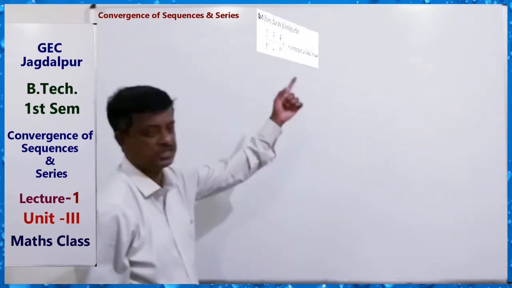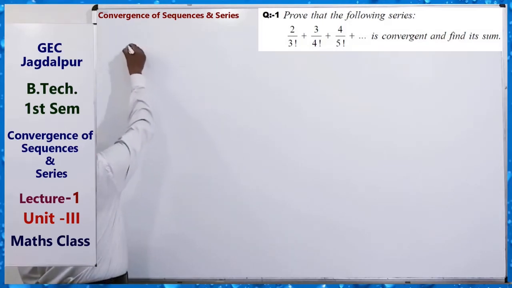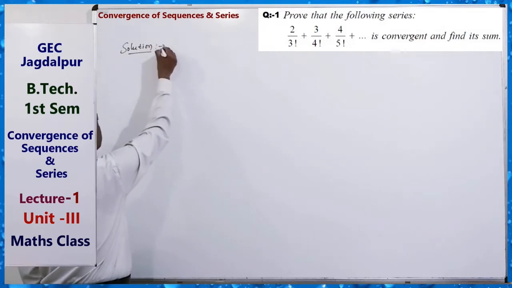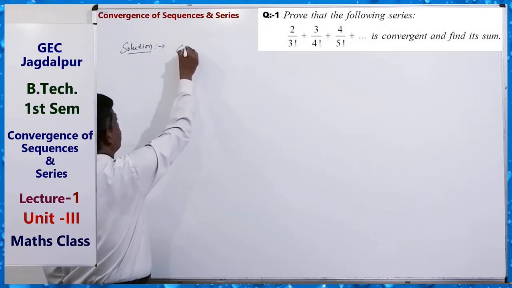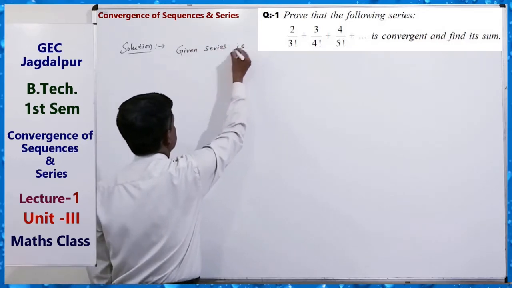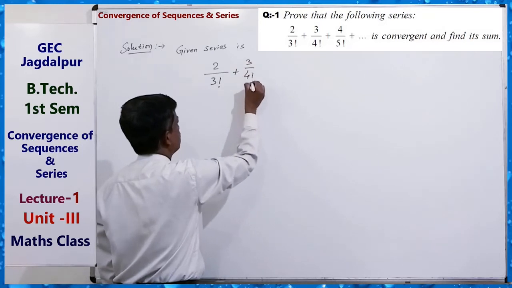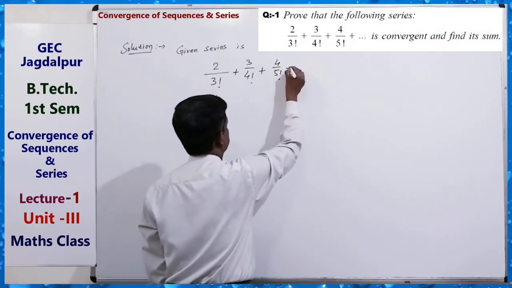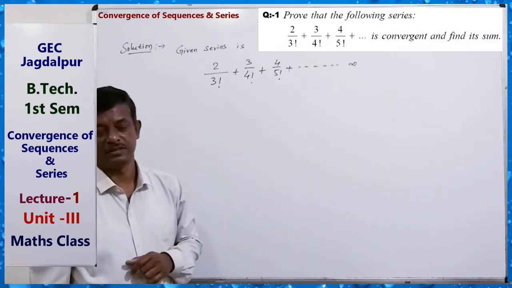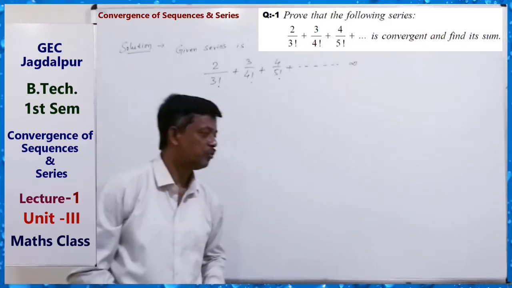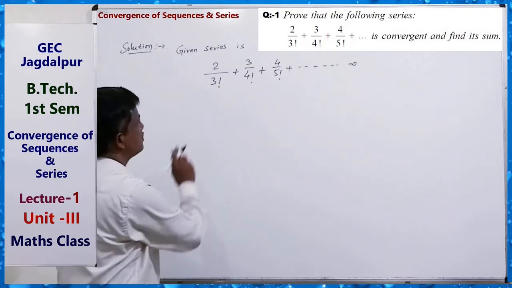Take this question. Here, what? Prove the following series is convergent and find its sum. Okay, so the series is, solution. Given series is 2 upon 3 factorial plus 3 upon 4 factorial plus 4 upon 5 factorial plus so on. We have to prove it is convergent. So the given series is this.